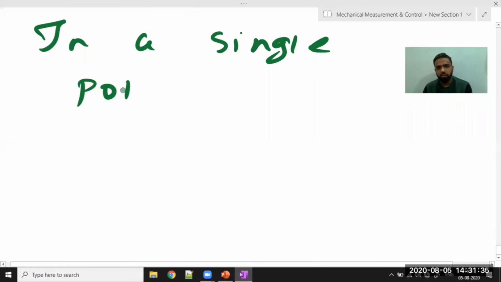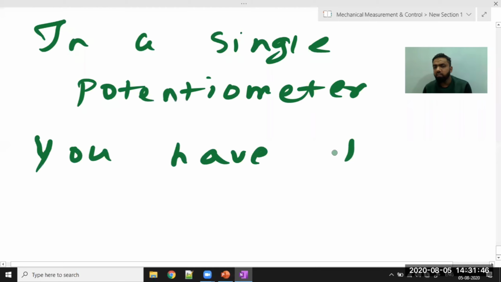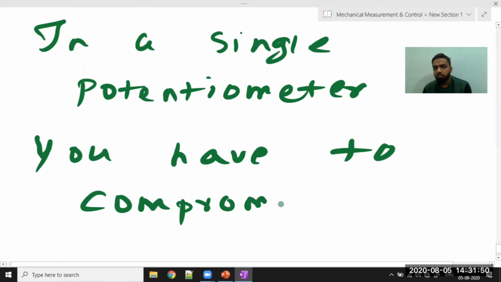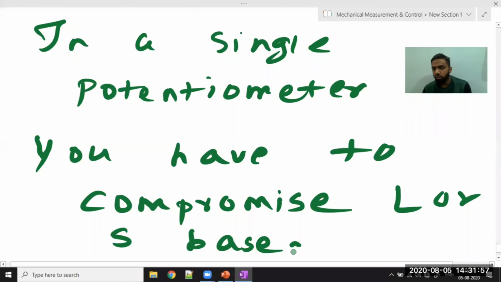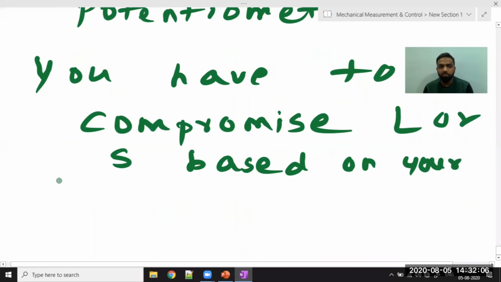In a single potentiometer, you have to compromise between the two characteristics, linearity or sensitivity, based on your requirement. Now I will just ask you a question. Anyone can respond. I want other people to respond.